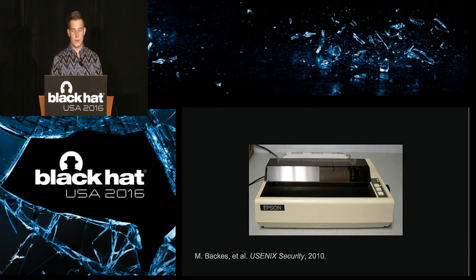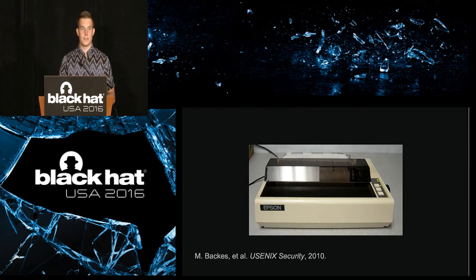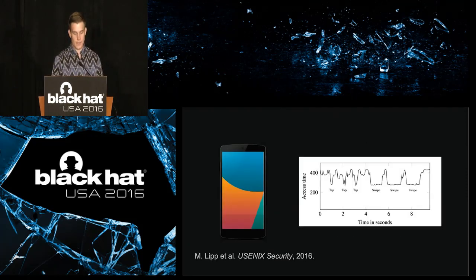Let me show you a couple of examples of that. With old dot matrix printers, if you set up a microphone and listen to the sound they make, you can actually tell which letter they're printing. So if you set up a microphone in someone's office while they're printing top secret documents, you can tell what's on them. Another one: on Android smartphones, it's possible for an unprivileged app to use a cache side channel to tell when you're tapping versus swiping in another app. So for example, your calculator app that doesn't need any privileges can tell when you're tapping and swiping in your banking app. That could be a privacy problem.